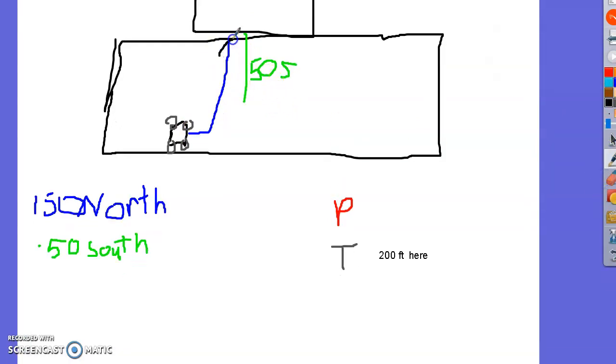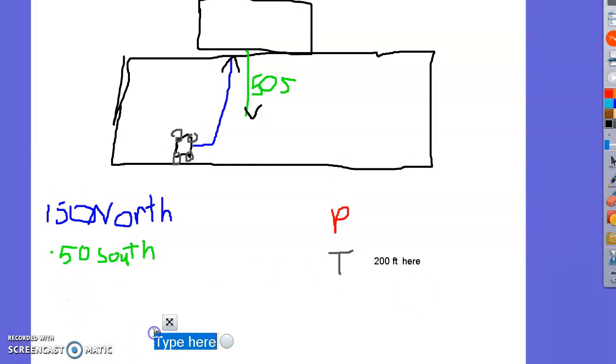And what that means is that we have to add, subtract, multiply, or divide. Well, we're not doing any grouping, so we won't multiply or divide. And if you notice the arrows, they're going opposite directions. So we're actually going to subtract. So we take 150 minus 50, which equals 100.